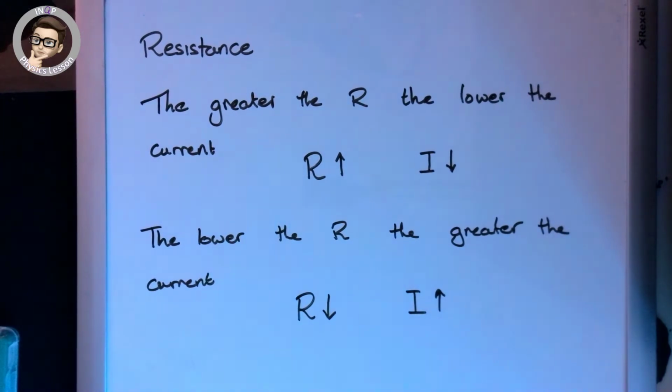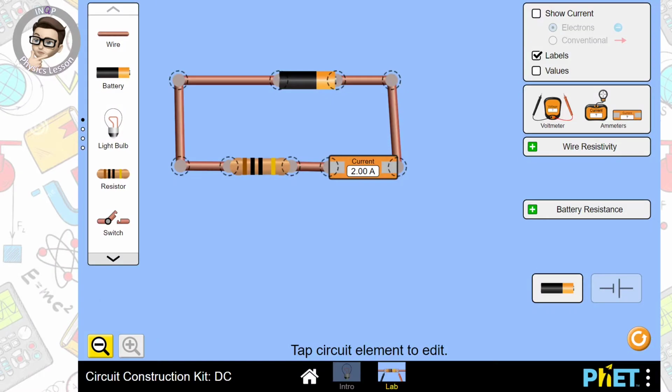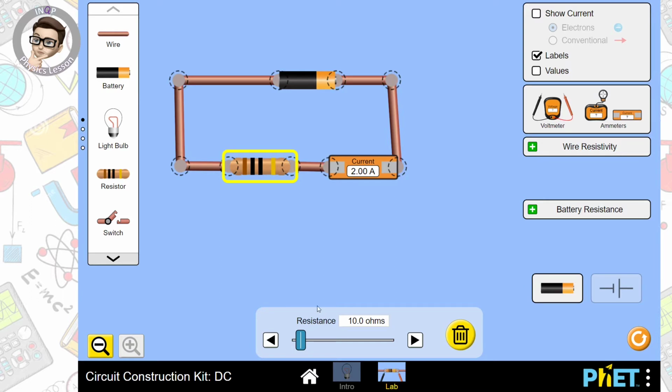Let's just have a look at this in terms of an animation. So here we have got a circuit, we have got a source of potential difference, a single battery, we've got an ammeter, and we've got a resistor. Now, if I click on the resistor, I can see its resistance. So when the resistor has 10 ohms, there's 2 amperes of current flowing through. And notice we're not going to change the battery here at all.